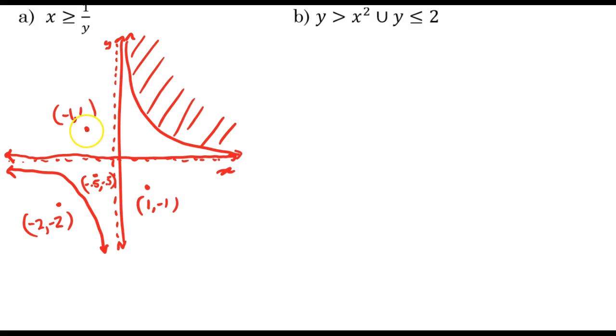Now, negative 1, 1. Is negative 1 greater than or equal to 1 over 1? No, negative 1 would be less. So this region here, this nice rectangular region here, isn't included. Negative 0.5, negative 0.5. 1 over negative 0.5 would be negative 2, and negative 0.5 is greater than negative 2. So this region here is included.